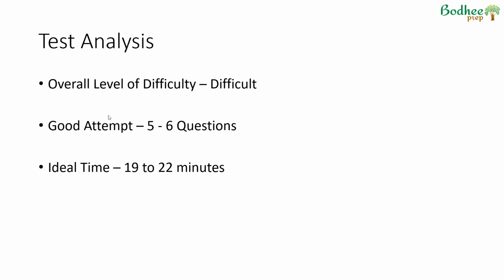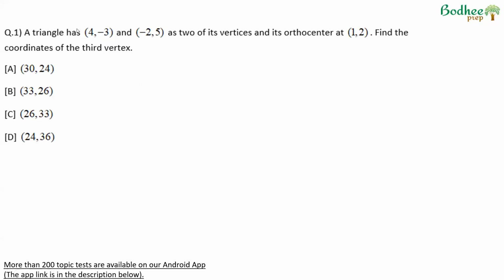If we do look at the questions, question 1 says a triangle has two vertices as 4 comma minus 3, suppose this is A, and minus 2 comma 5, suppose this is B, and its orthocenter as 1 comma 2. Find the coordinate of the third vertex. Let the orthocenter be D, let this be C.